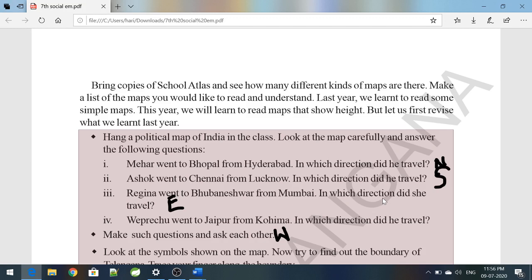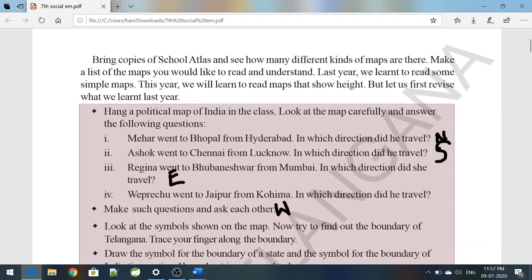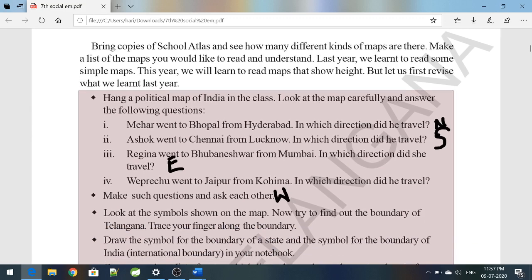And if we are drawing a map of a particular village only, say covering only 2 to 3 kilometers, then we will take 1 centimeter is equal to 10 meters or 20 meters. Here they have given you a few questions on how to locate the direction on a map. Where is north, south, east and west?